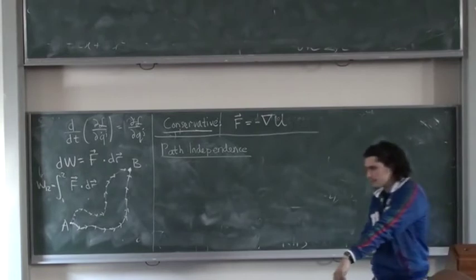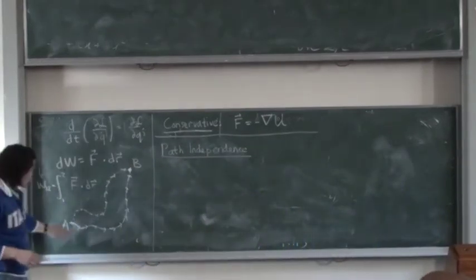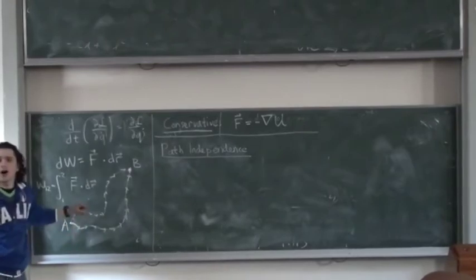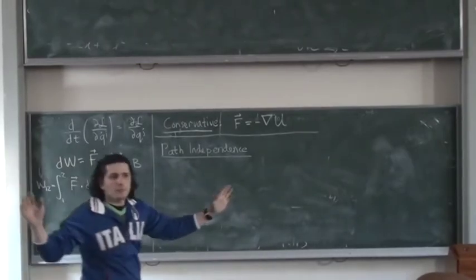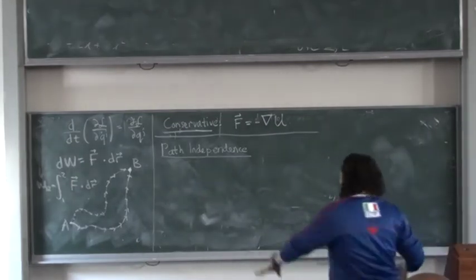We'll prove that. Gravity is a conservative force. And the work done by gravity is independent of the path traveled by the object, provided we know where it starts and where it ends up. Okay, that's called path independence.